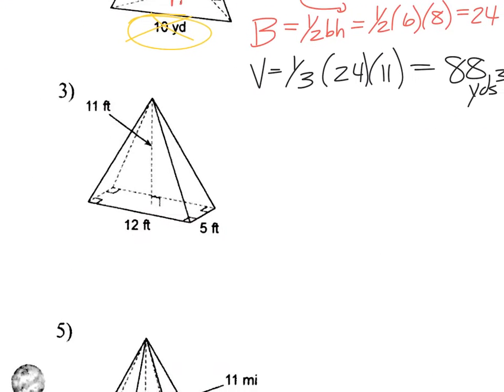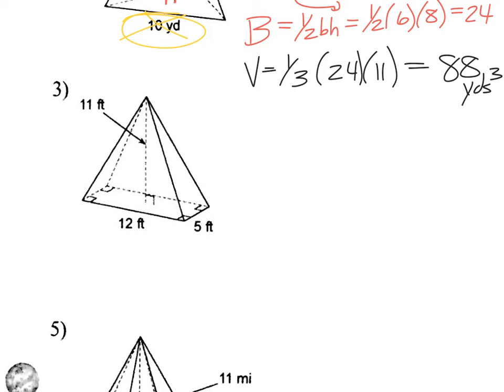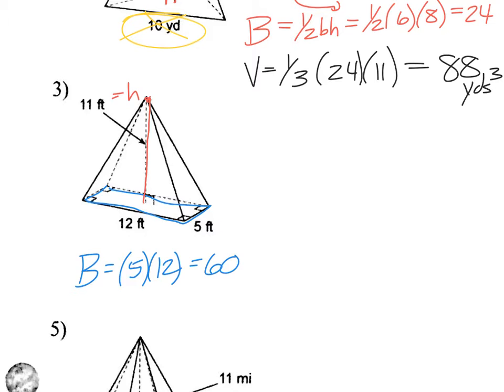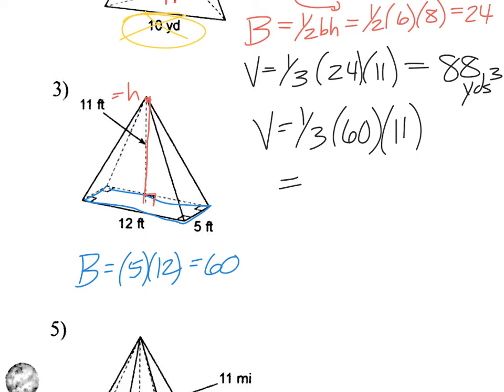Okay, number 3. What's my base figure in this one? My base figure is the rectangle. Okay, so big B here is length times width, so that's 5 times 12, which is 60. This is my H, vertex down perpendicular. So volume is 1/3 big B times H. So if I do that, I get 220 feet cubed.